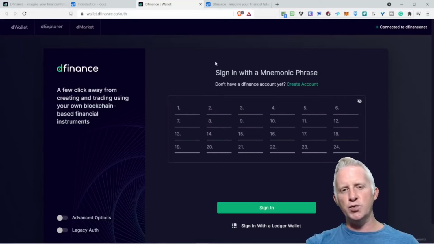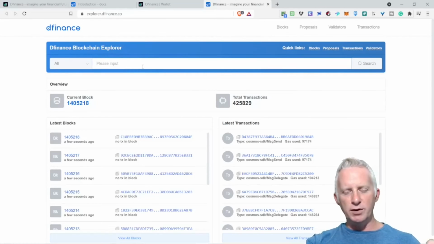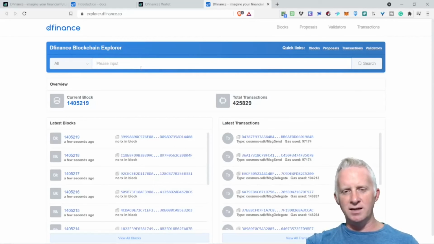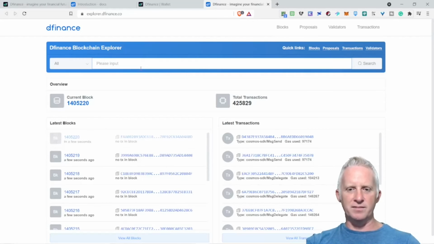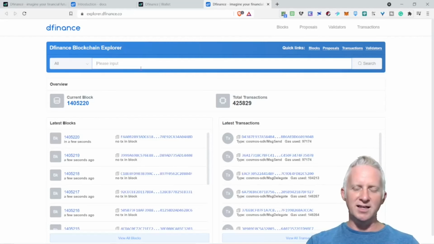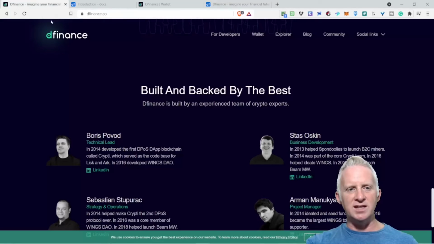I'm going to finish with the Dfinance block explorer. As you can see, the current block and number of transactions. You can put in your input and see the transaction right away, like everything with the same kind of network as Ethereum. You put in the transaction hash, and then boom, you get all the details about the transactions on this block explorer. The concept is pretty interesting, I believe.